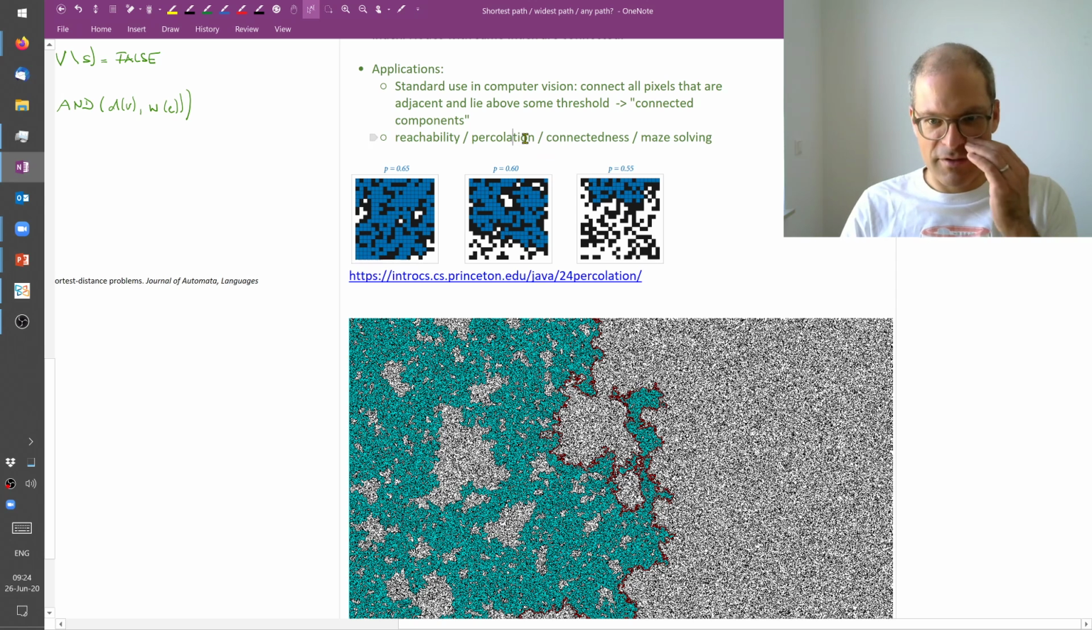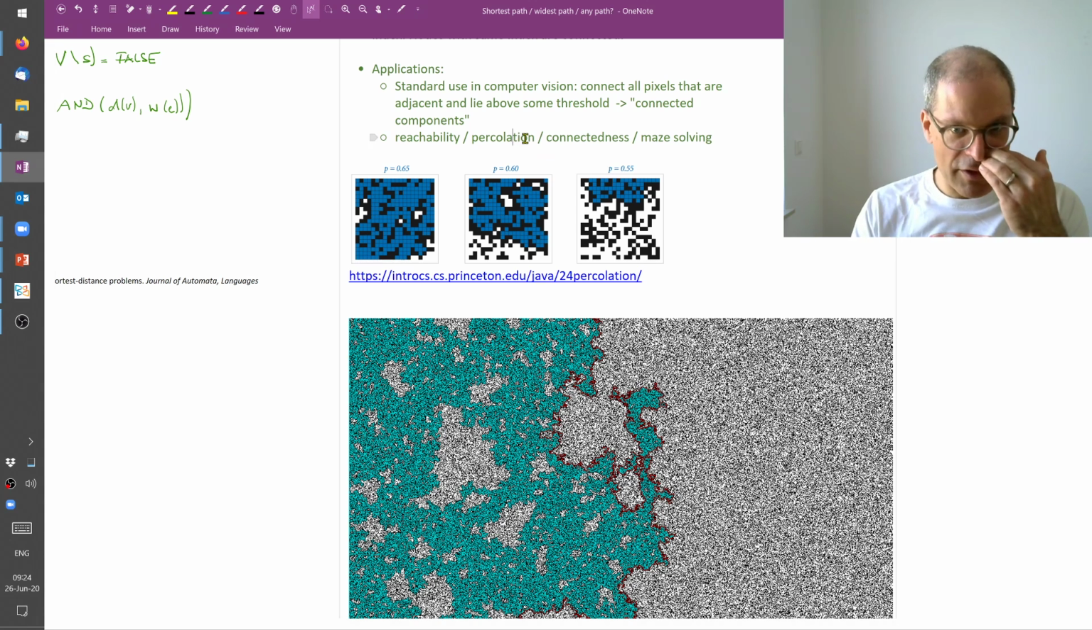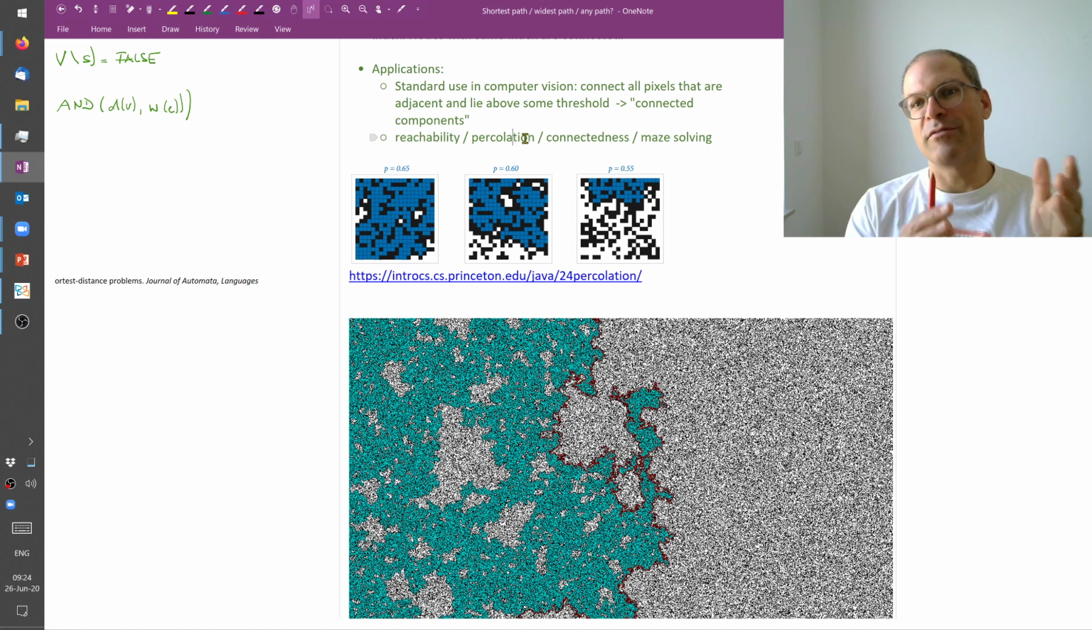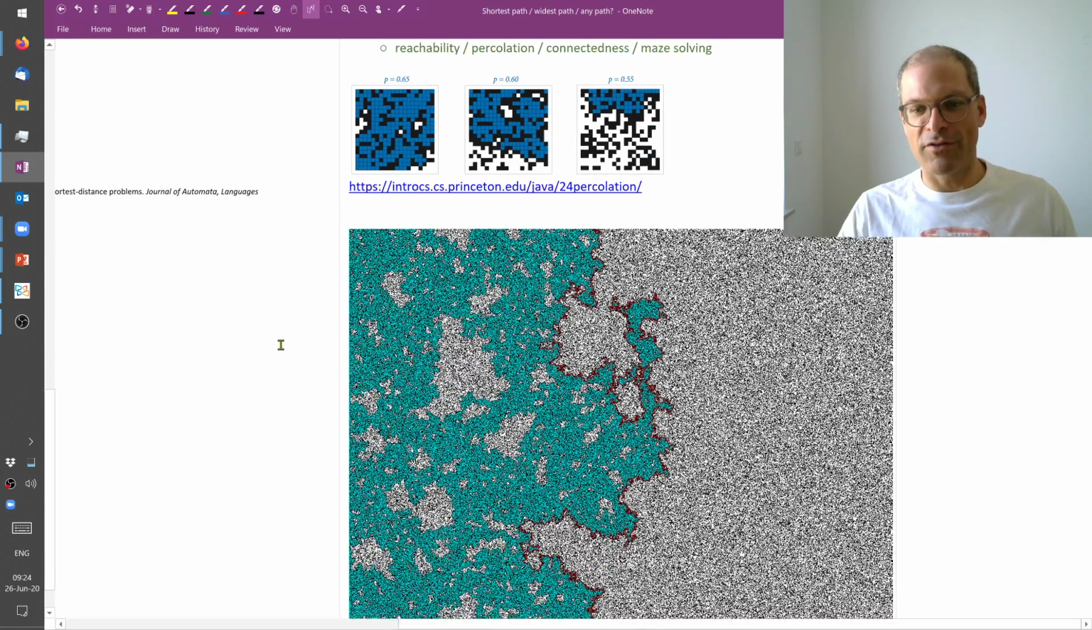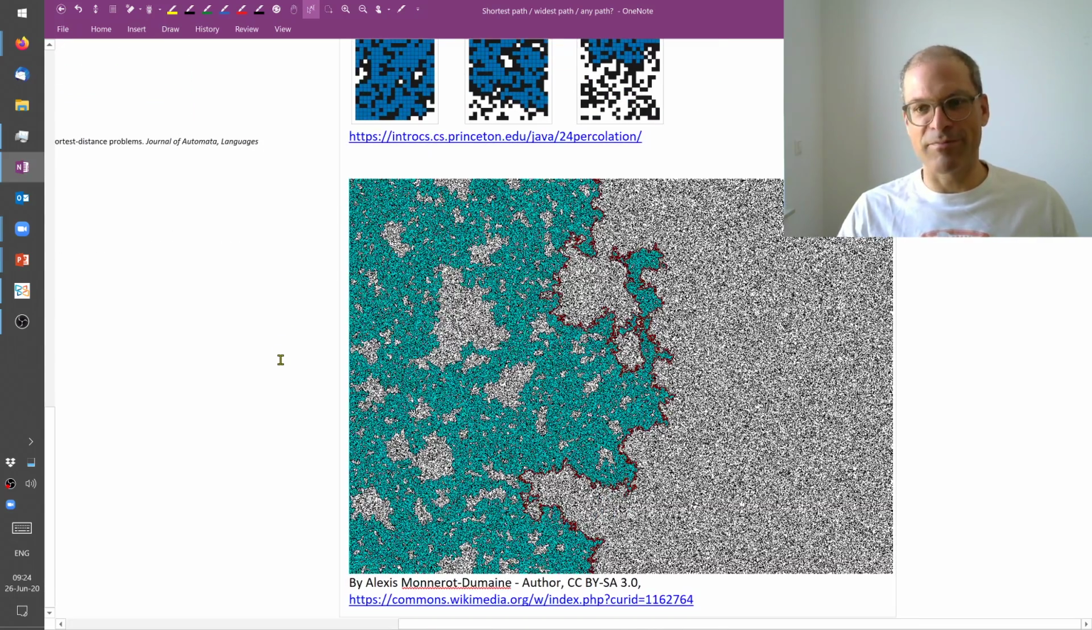And of course, this is a much studied problem in theoretical physics, where you try to study the probability of percolating as a function of the probability of having black or white nodes. But if you want to know if a concrete realization percolates, you can use this kind of algorithm. Or here's a bigger example, just to show what such a percolation front, shown here in red, can look like.